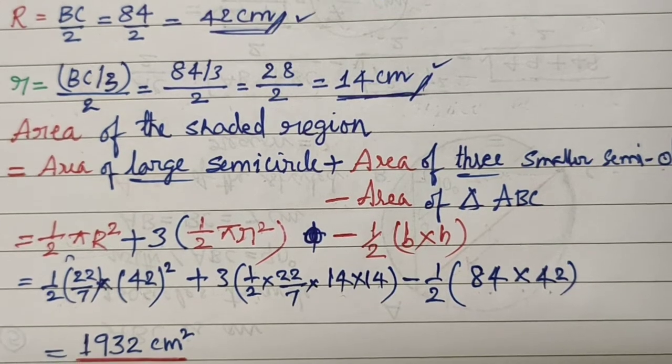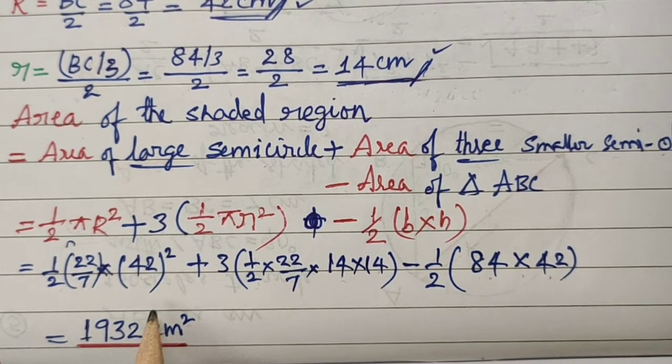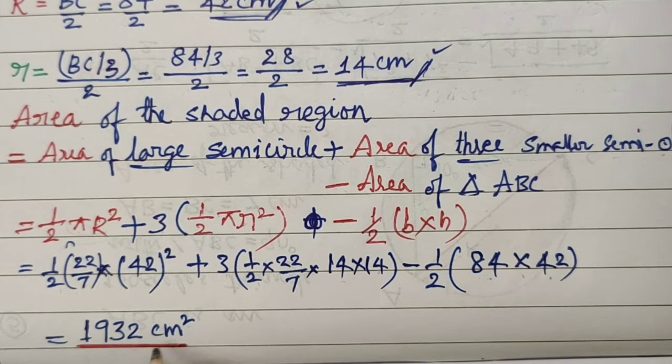Once we calculate, we get the area of the shaded portion as 1932 centimeters square.